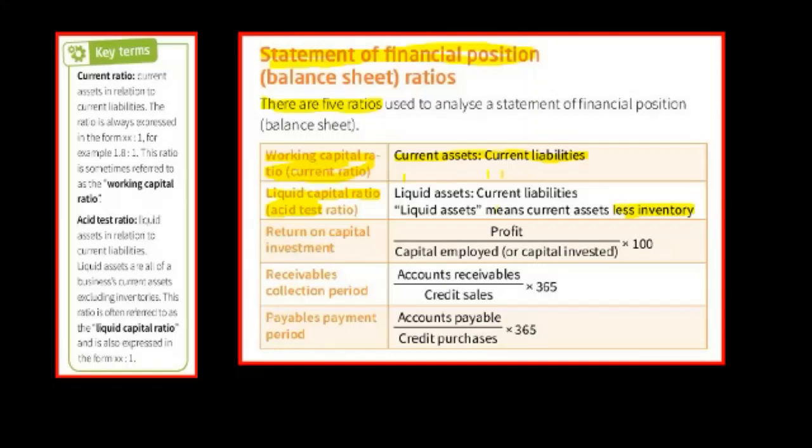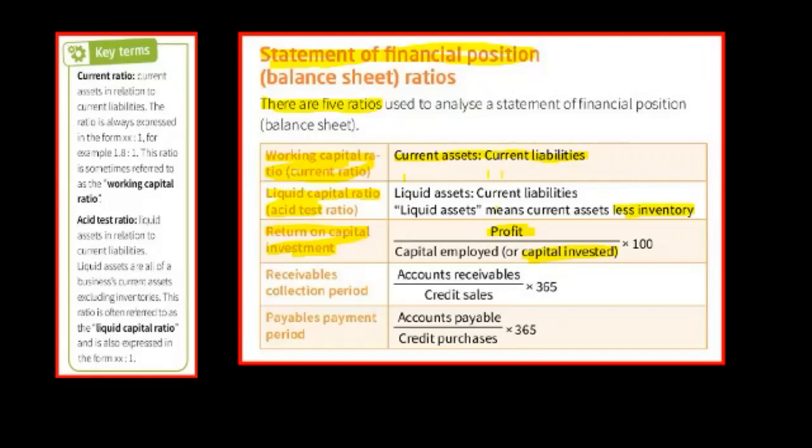Next, we have return on capital investment or return on capital employed, which is the profit from the profit and loss account divided by the capital employed or capital invested. We multiply it by 100 to get a percentage.